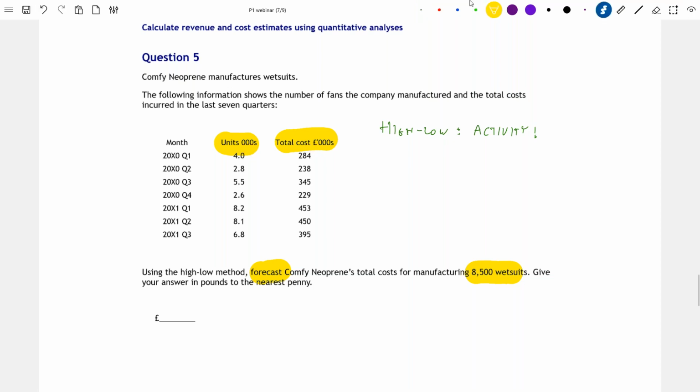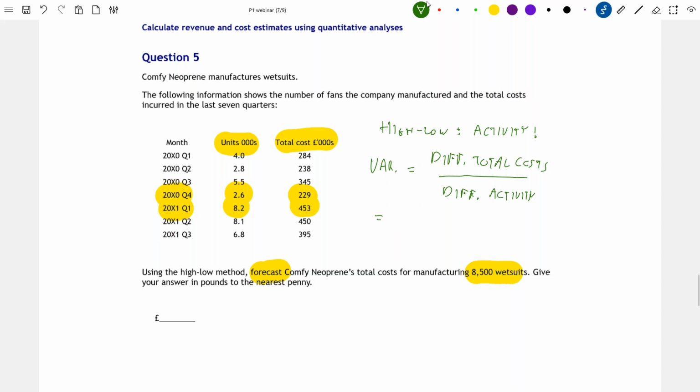So looking at this company, we can see that the period of highest activity was in 20x1 quarter 1, and the period of lowest activity was in 20x0 quarter 4. So in order to determine the variable costs through the high-low method, we use the following formula. We divide the difference in the total costs for those two periods by the difference in the activity levels.